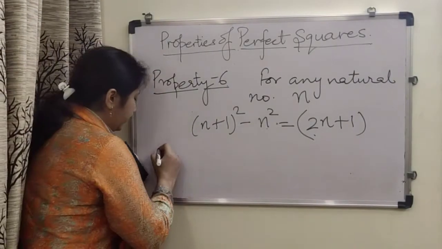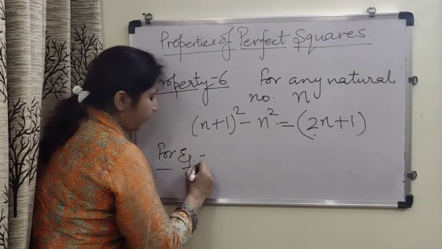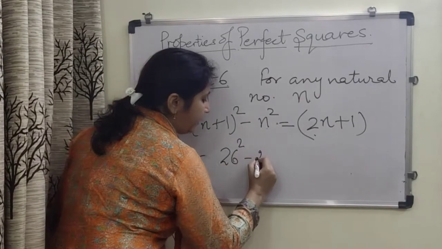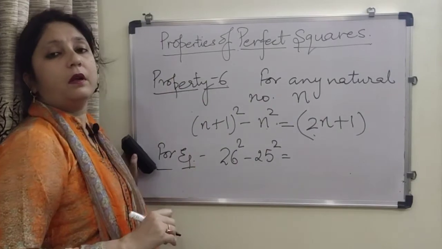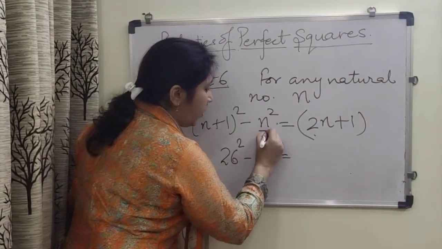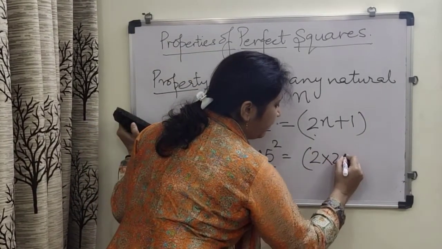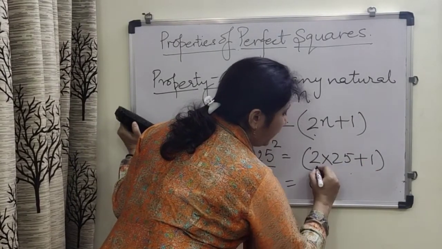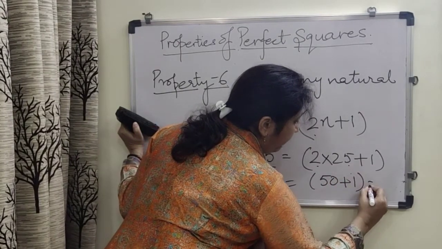For example, let's take one example. Suppose we have to find 26 square minus 25 square. What would it be? It would be simply, your n is the smaller number, that is 25. So what you do, 2 into 25 plus 1. It becomes 2 into 25 is 50. 50 plus 1 is 51.